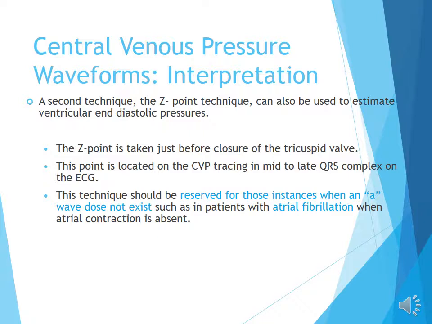So you're going to find that Z point is between the A and the C wave, where the A and the C wave should be. Even if you can't see that A wave really well, you can kind of see that little notch. That's your Z point. And you just make a line down through there, make sure it coincides with mid to end QRS wave, and that is your CVP number.